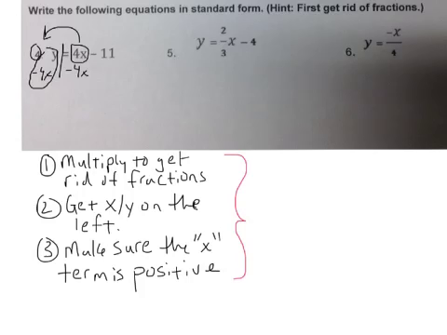I'm going to erase my line because it's going to get in the way there. We're going to rewrite it. We want the x part first. That's a positive y, our equal sign, and our negative 11.